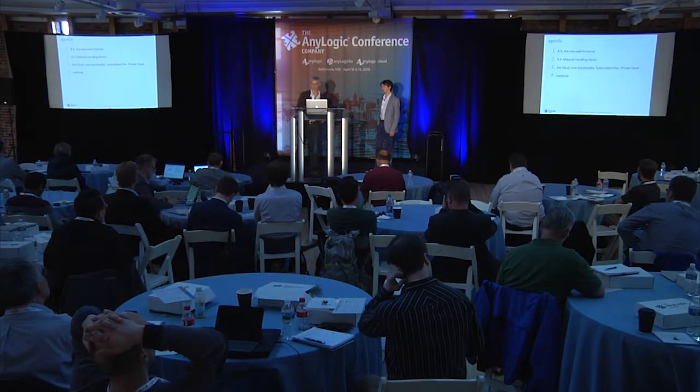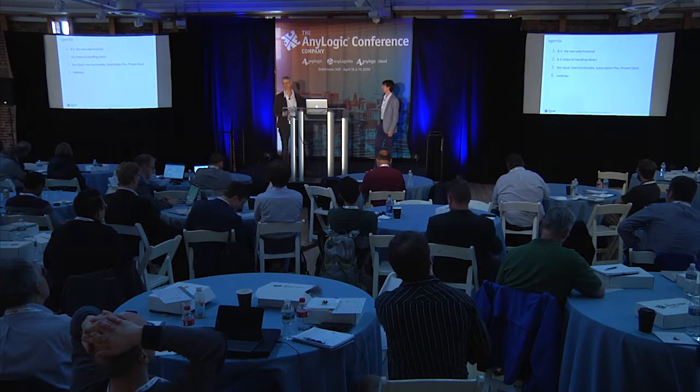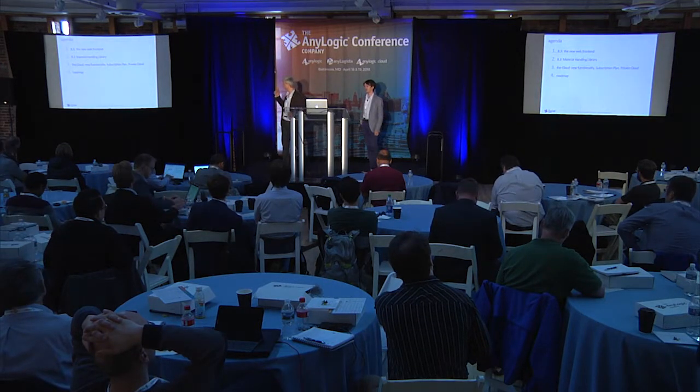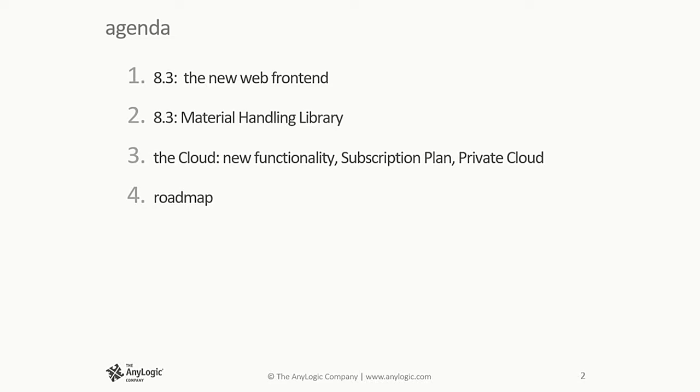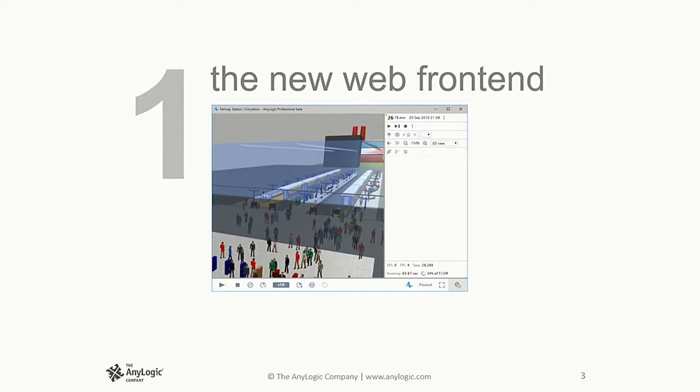What we're going to talk about is the 8.3 release, the new front-end, material handling library. This is one thing. The next thing is the cloud, what's new in the cloud, and our subscription plan and the private cloud, and then the roadmap. So, the new web front end. There will be some slides and some demos as always.